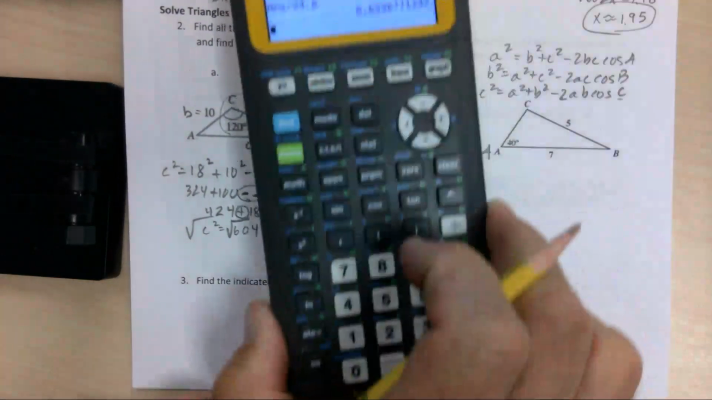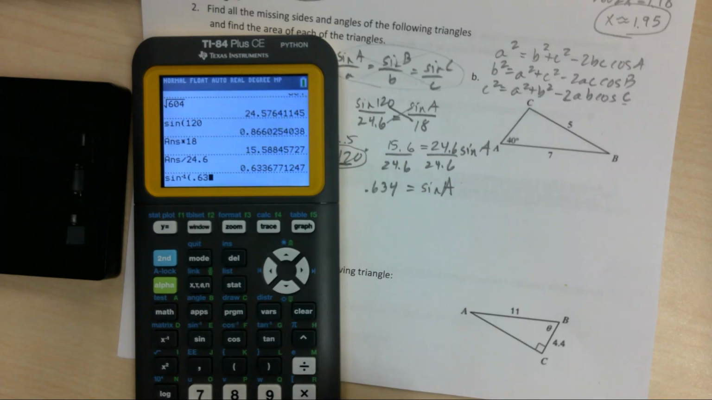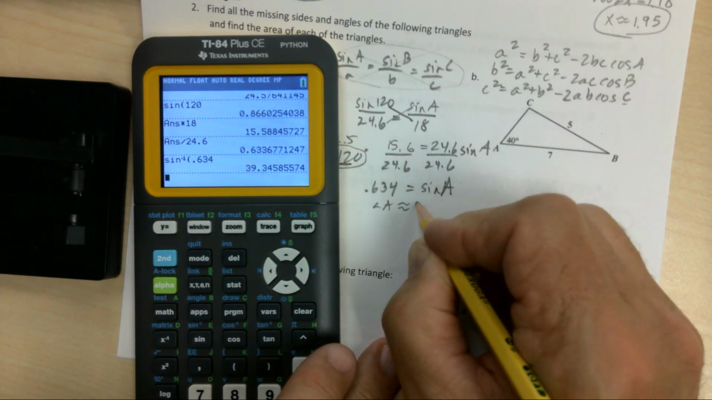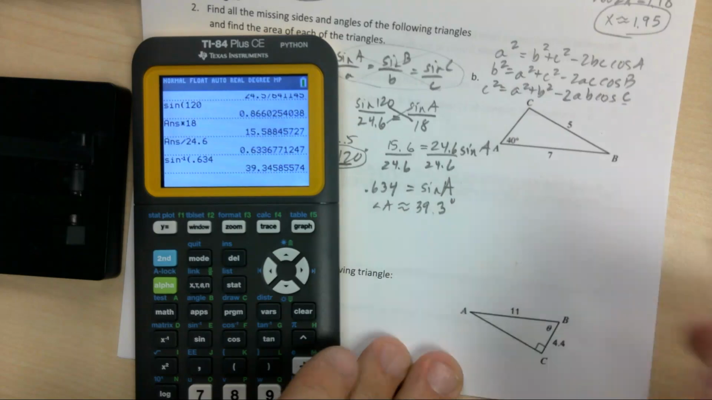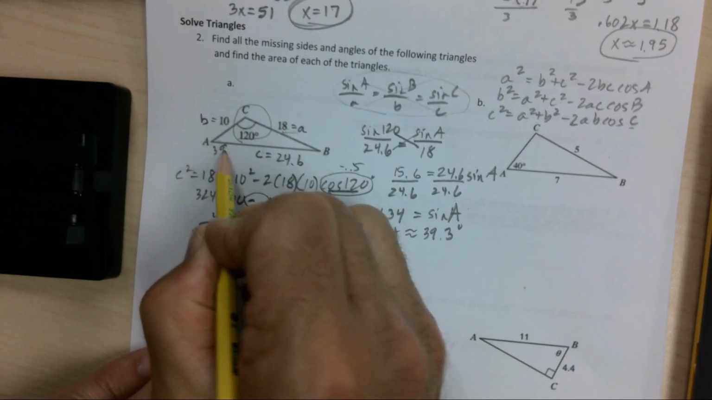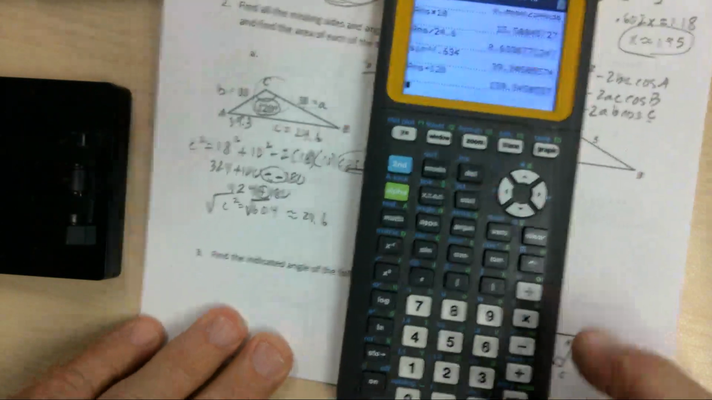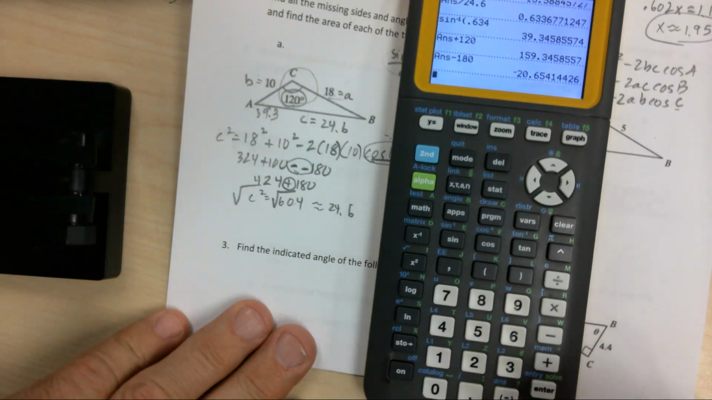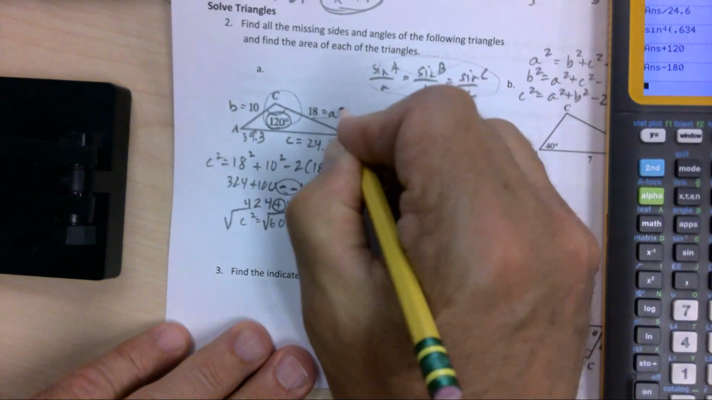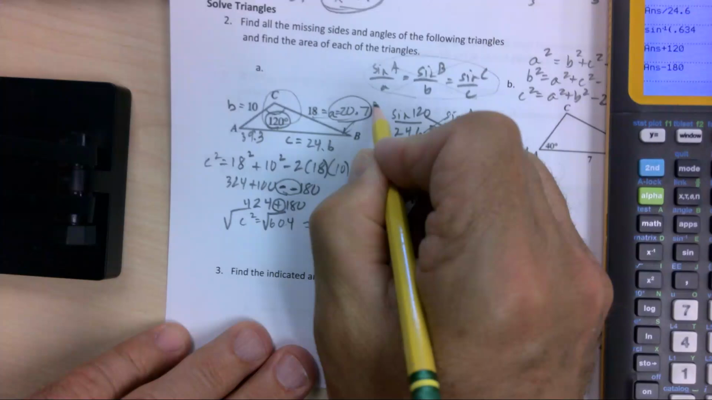So now I'm going to grab my calculator and do that second sine business. So second sine, 0.634, 39.34. So approximately angle A, 39.3, we'll call it. And so if we know that this is 39.3, we add it to 120. And then we're going to subtract that from 180. It's going to be negative, but 20.65. So angle B is 20 point whatever, 7-ish degrees. That's what angle A is.